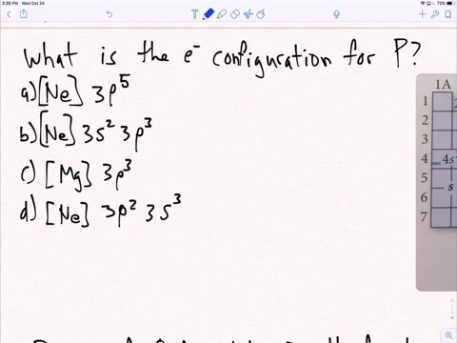So yes, it's B, because A is an excited state. The ground configuration is going to be the 2 electrons in the 3s, and then the remaining 3 in the p's. Is that making sense? Okay.